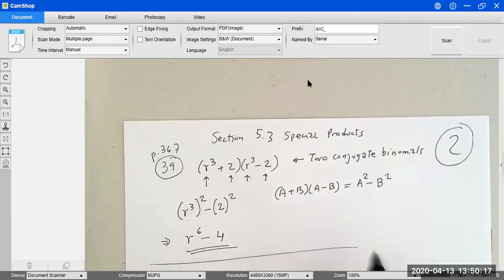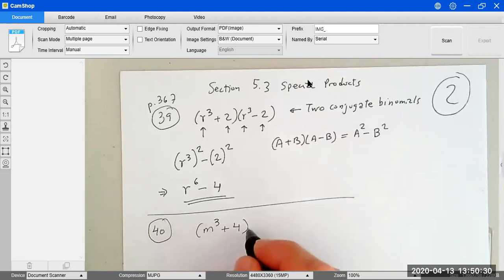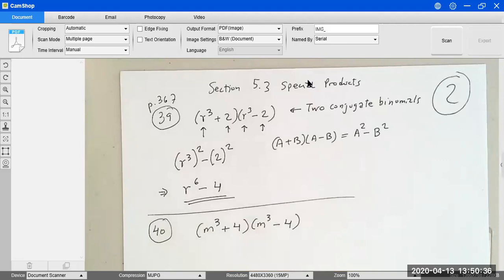So now you're going to solve a similar problem. You're going to solve problem 40. So problem 40, you have m cubed plus 4 that multiplies m cubed minus 4. So solve this problem and send me your answers via chat.